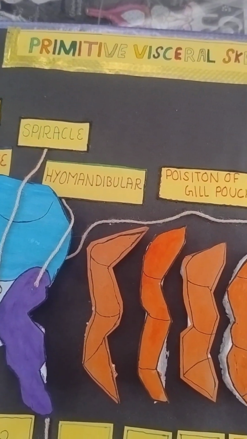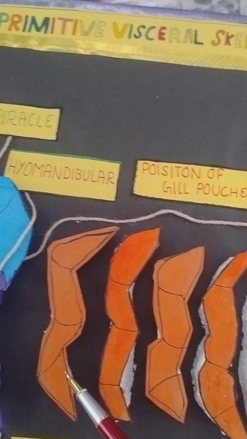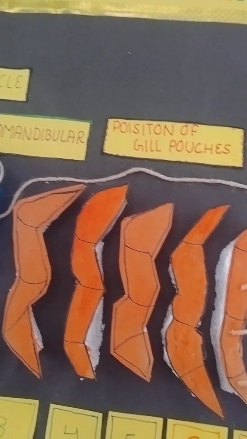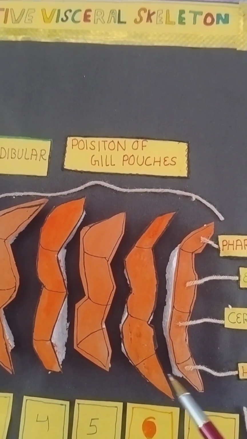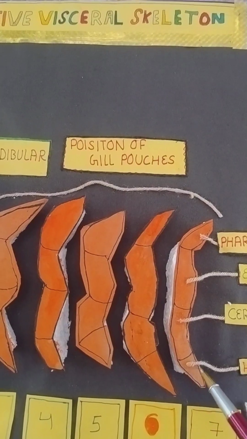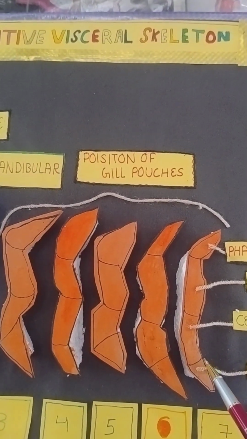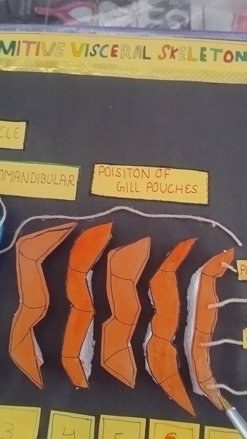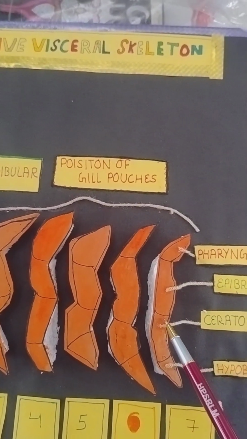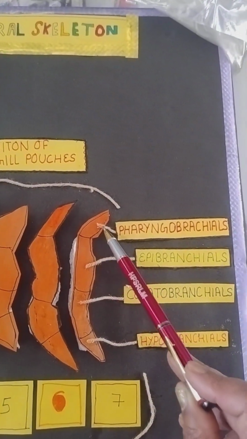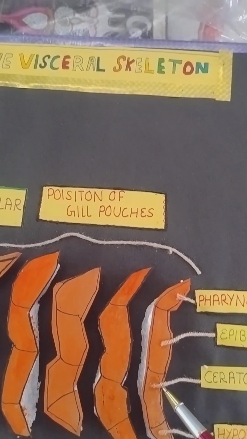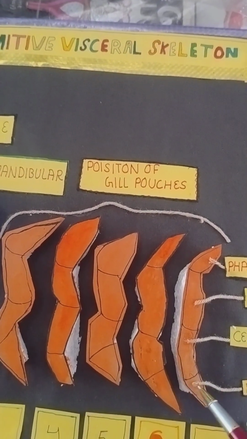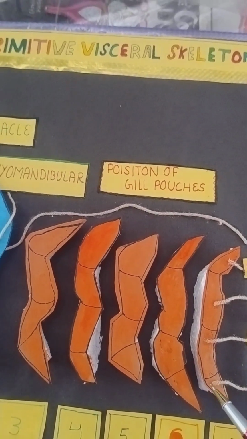Then there are the branchial arches. You can see here the 3rd, 4th, 5th, 6th and 7th. These 5 remaining arches, from 3rd to 7th, are the branchial arches, which support the gills. Each has 4 components: hypobranchialis, ceratobranchialis, epibranchialis and pharyngobranchialis.